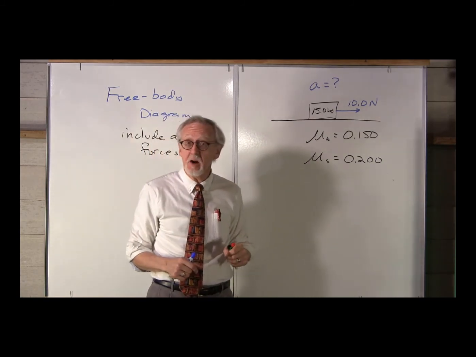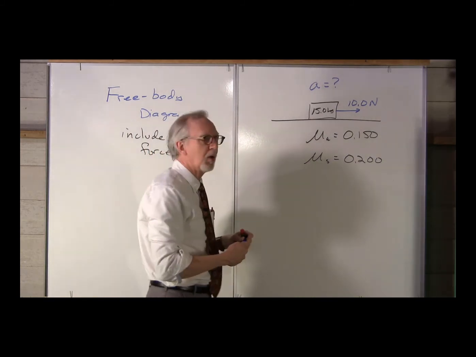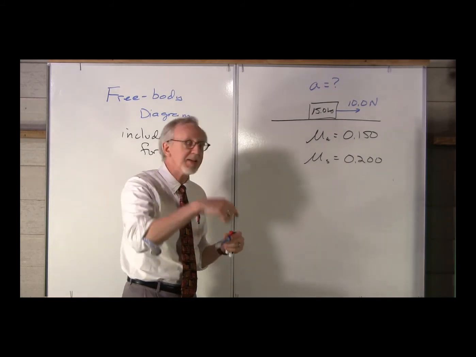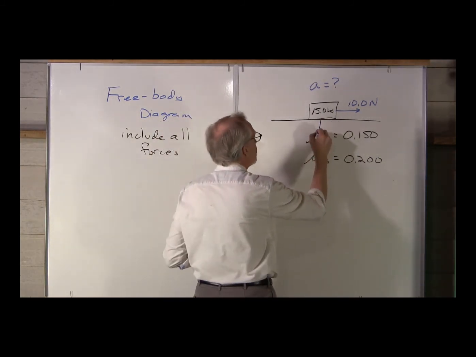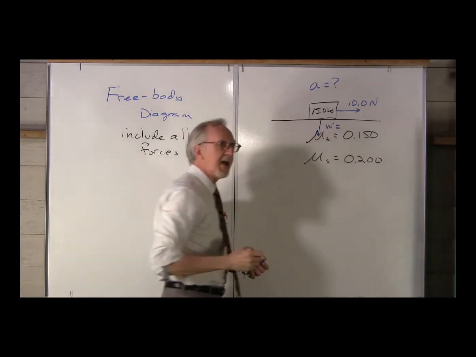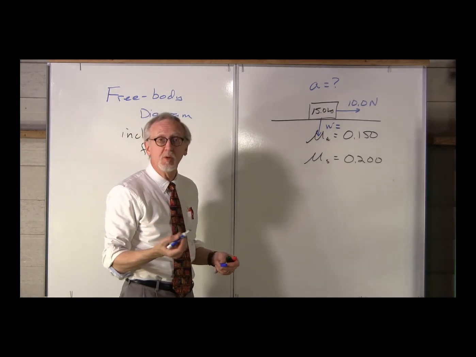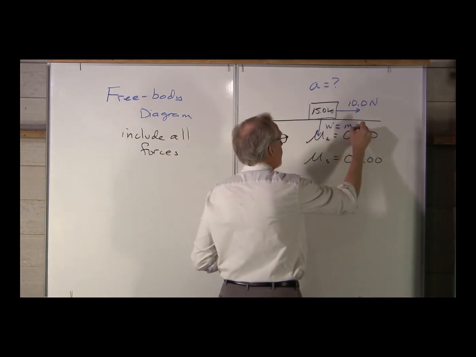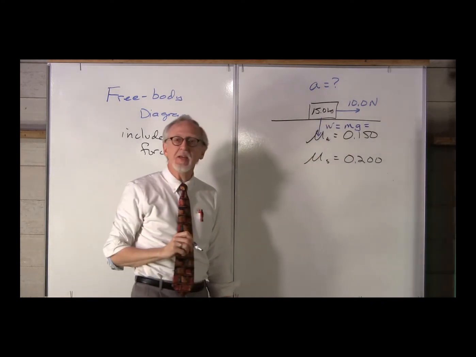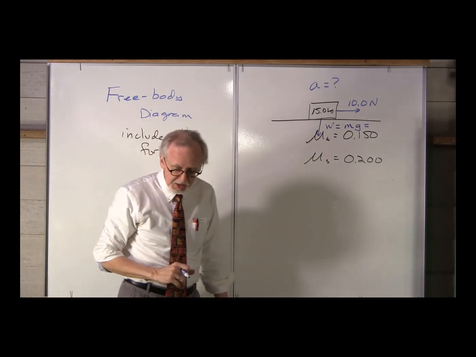What other forces are there? We know there's weight. What direction is the weight? Straight down. So there's a weight straight down. What's the magnitude of the weight? Weight equals mg. M is 15 kilograms. We multiply by g. What do we get?